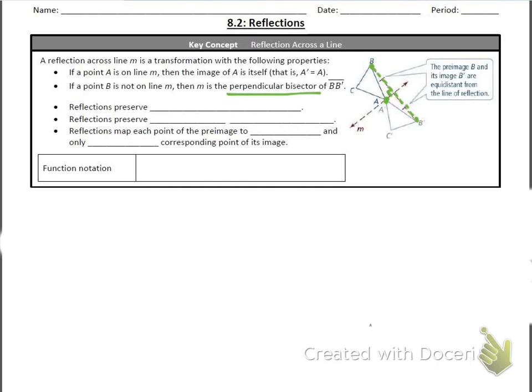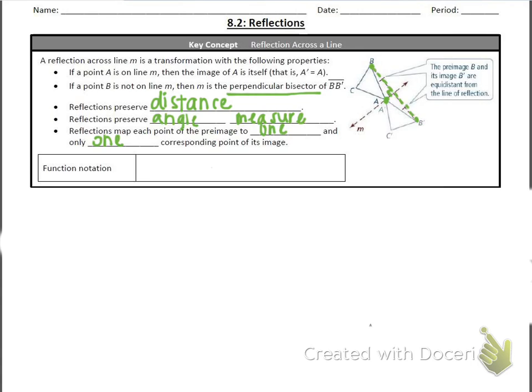A reflection is a rigid motion, so reflections preserve distance and angle measure. Reflections map each point of the pre-image to one and only one corresponding point of the image. So just like what we did with translations, if I'm reflecting something, the size and shape remains exactly the same. So would my image be congruent to my pre-image? Yeah, because it's the exact same shape. It just reflects over a line. When it says it maps to one and only one, that means that point B maps only to point B prime. C maps only to C prime, so it doesn't go anywhere else.